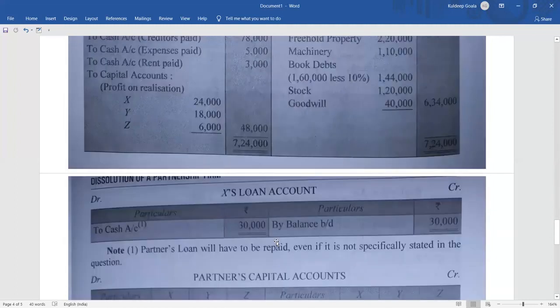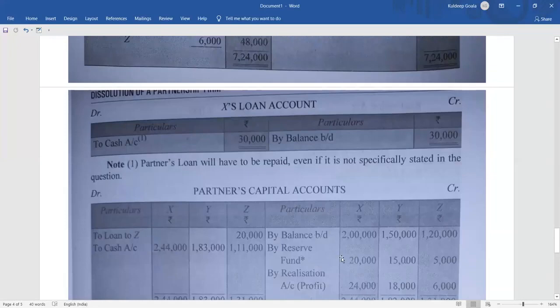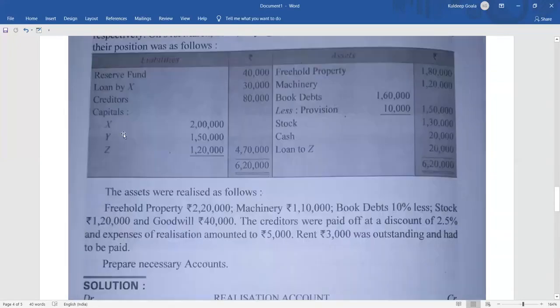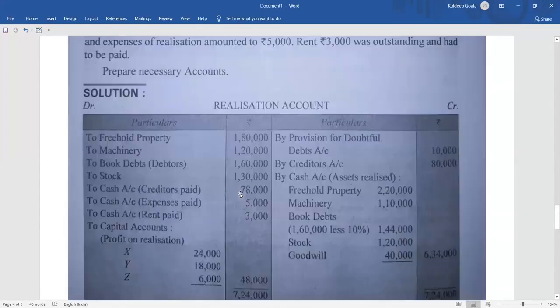The realization account is over, the X account is over. Now the third one is our partners' capital account. We'll make it and transfer the opening balances first. The opening balances of X, Y, and Z are 2 lakh, 1,50,000 and 1,20,000. So it will come like this.